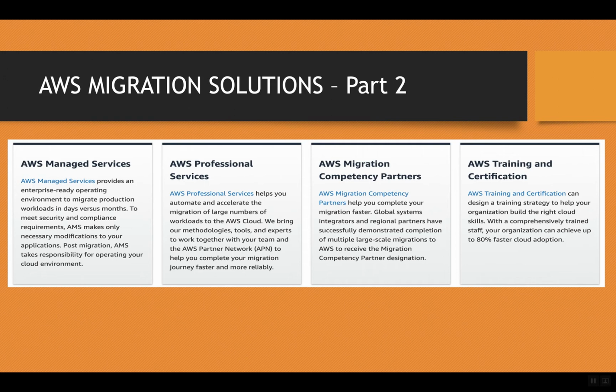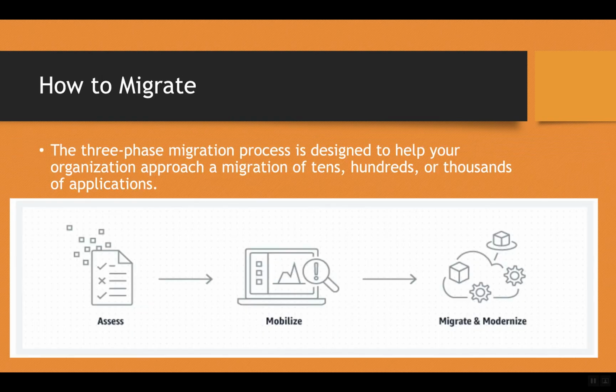AWS Migration Competency Partners help you to complete your migration faster. Global system integrators and regional partners have successfully demonstrated completion. Then you can go for AWS training and certification and find the latest and updated migration strategies and approaches. Then how do you migrate? There is a three-phase process designed to help your organization migrate tens, hundreds, and thousands of applications. So you assess, you mobilize, migrate, and modernize.